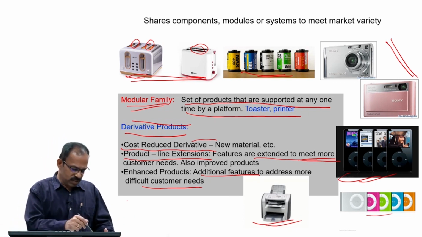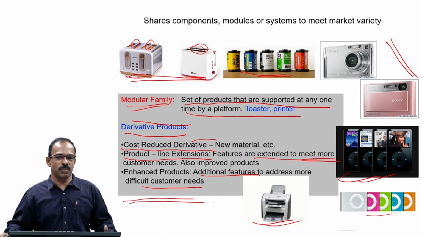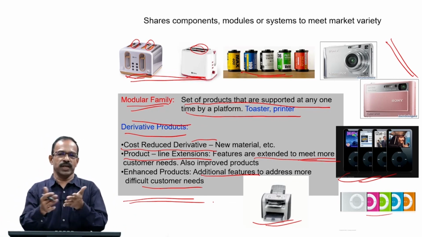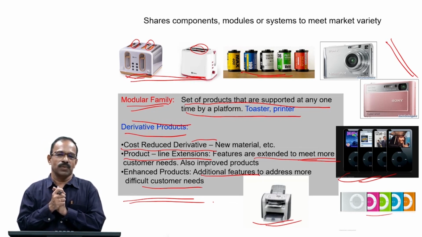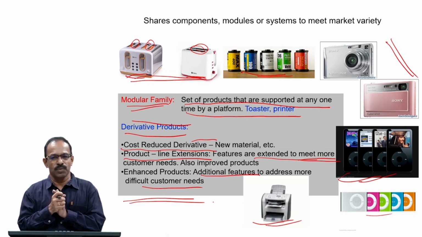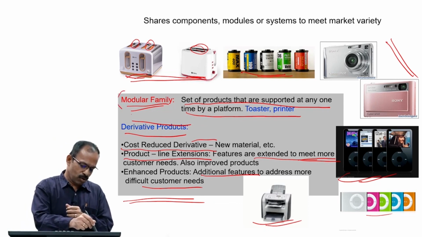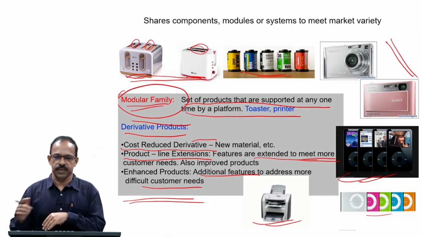So, these are the ways in which you can provide multiple products in the market without changing the basic platform and without having it as a completely new product. You can change the modules and then modify the product to get a different variant of this product, and that is how the manufacturers are able to offer multiple products in the family. So, this is one of the most commonly used architectures, modular family.